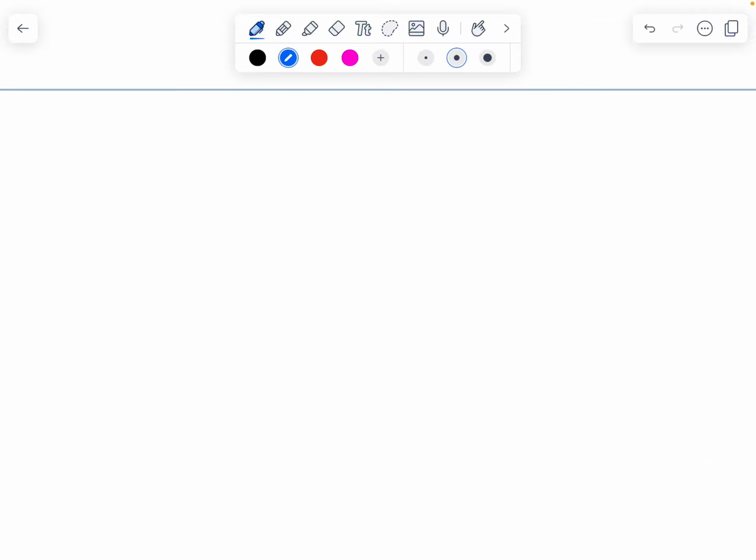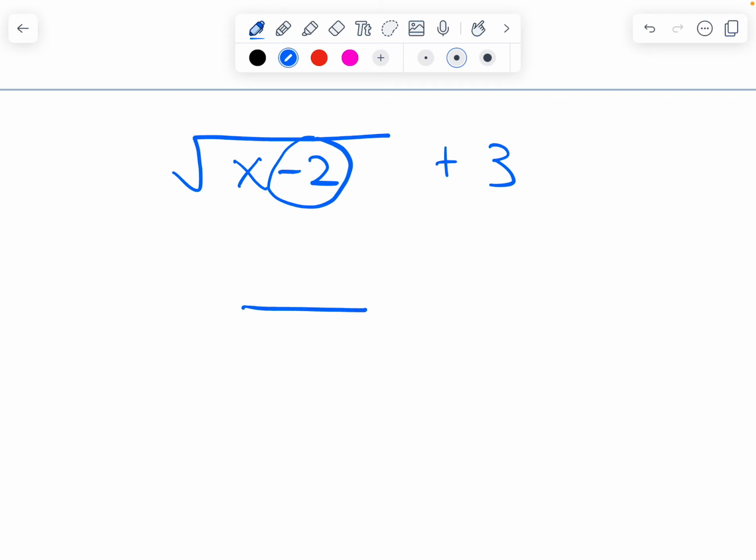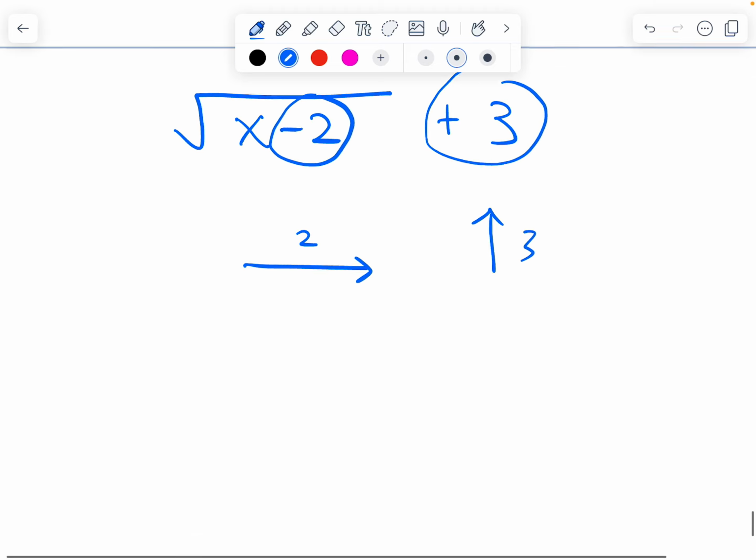If I have the square root of x minus 2 plus 3, what that minus 2 is going to do is it's going to shift it to the right by 2. What that plus 3 is going to do is it's going to move it up by 3.